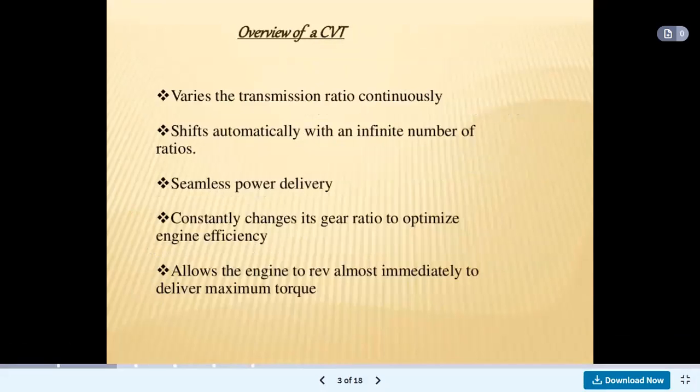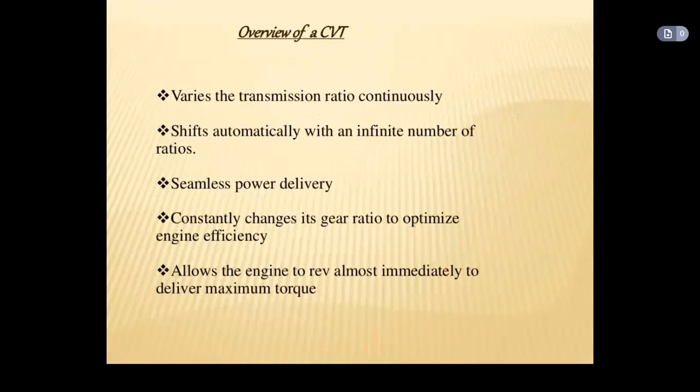Overview of a CVT: it varies the transmission ratio continuously, means that the ratio while transmitting speed or power from one shaft to another shaft is continuously changing, and due to that, the transmission ratio also changes, shifts automatically with an infinite number of ratios. As it changes continuously, an infinite number of transmission ratios are available.